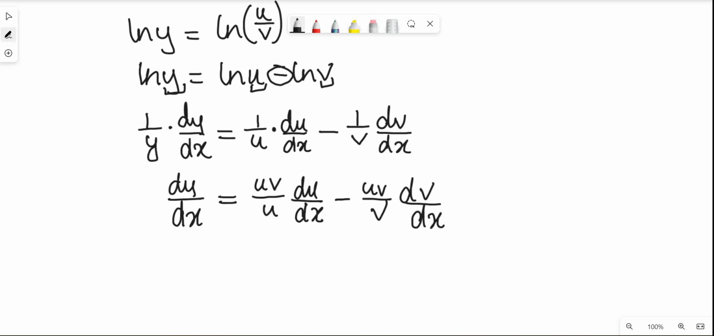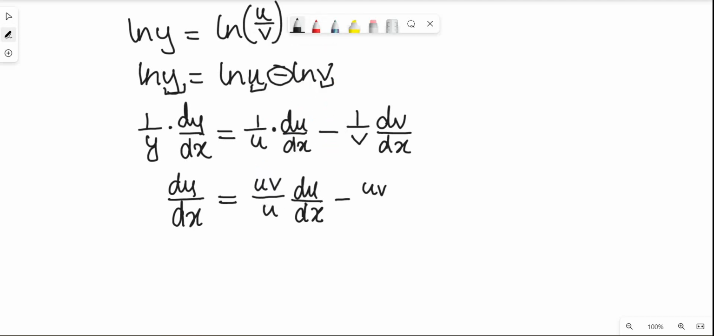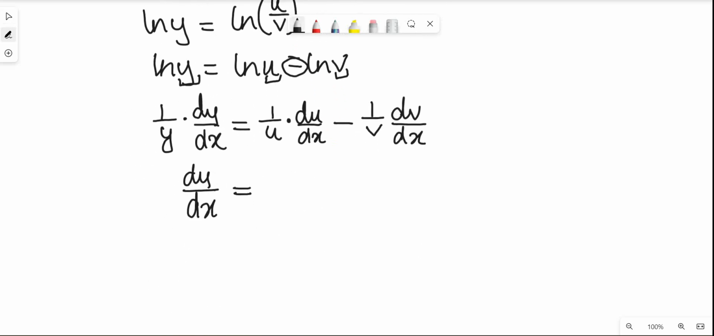Now, let me just recheck my work. Oh, wait, no, I forgot something. Y is not equal to uv anymore. Made a subtle mistake. Remember, we defined it as y equals u over v. So now it's different. So we get y, let me write y first to make it clear. y over u times du by dx minus y over v times dv by dx.